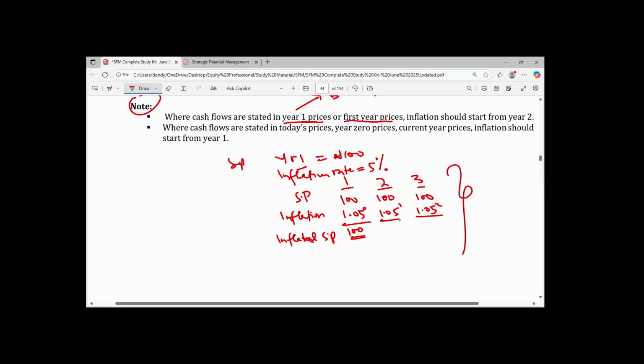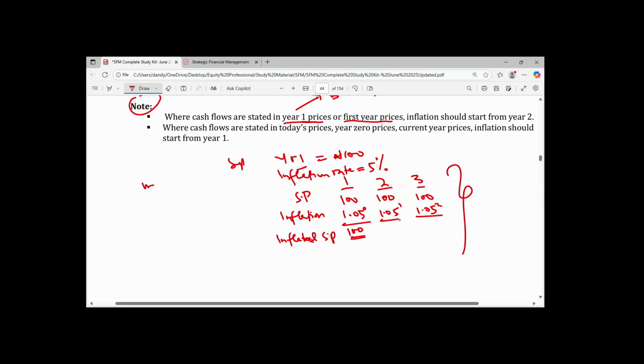Hold on. Then the second one is that when cash flows are stated in today's prices, year 0 prices, or current value terms, inflation should start from year 1. If in the question there's indication to show that, okay, selling price or variable cost or fixed cost are given in today's price, year 0 prices or current value terms, it means that you should start inflating from year 1.